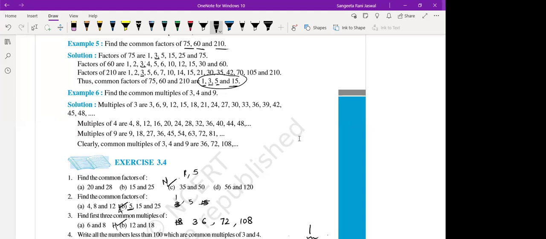And the highest of the factors. Now, in this list of common factors, the highest factor is 15, is it? Yes. So the highest number in this list is called the highest common factor.